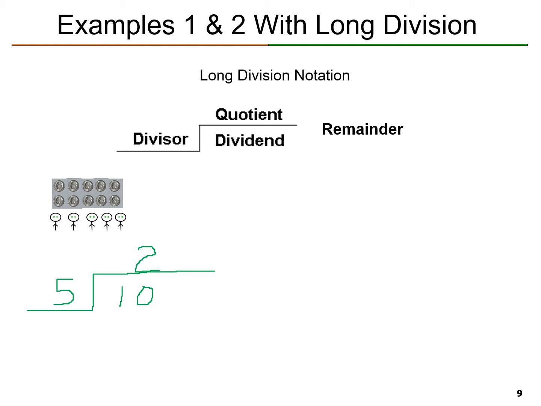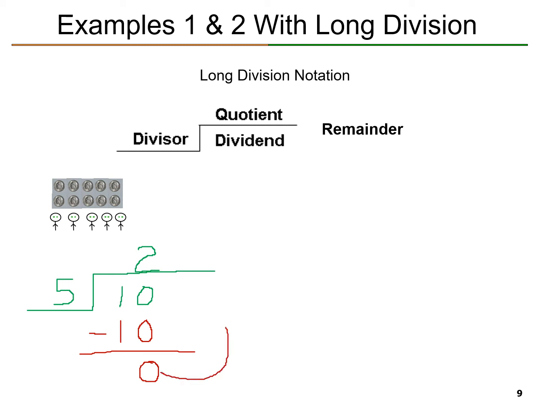Now, why did we put the 2 above the 0? Because 5 will not go into 1. 1 is less than 5. But 5 will go into 10, so we put the 2 with the rightmost digit in 10. The rightmost digit is 0. Then we multiply 2 times 5. 2 times 5 is equal to 10. And then we subtract. 10 minus 10 is 0. Because 0 is less than 5, we are finished.